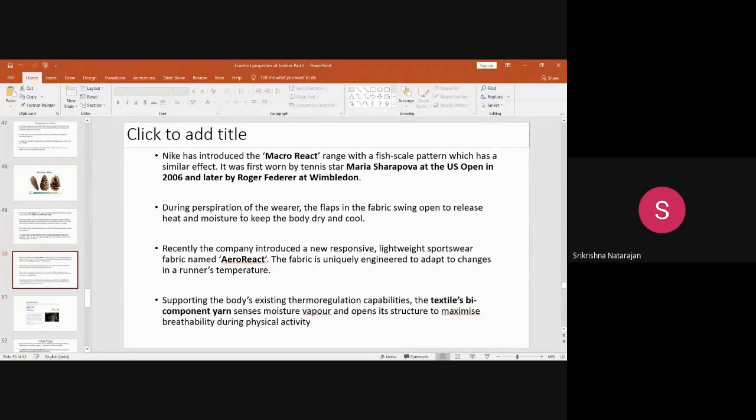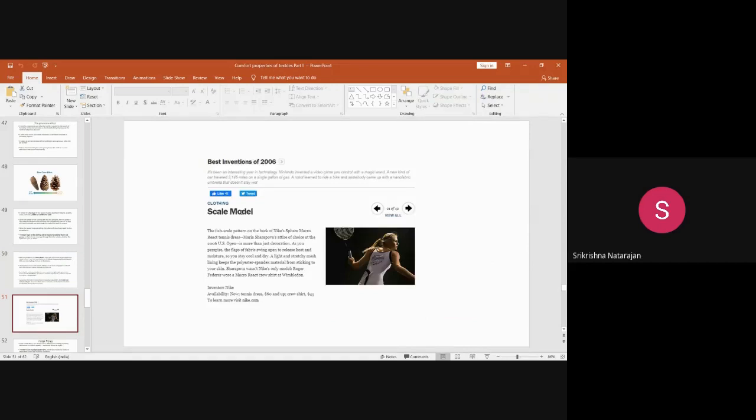And here this Aero React is something different, where the mechanism remains the same, it works on the basis of the same mechanism, but the garment is made up of bicomponent yarn. You know very well what a bicomponent fiber is. There will be a core, there will be a sheath. Core material is for the strength and sheath material is for the surface properties. So a bicomponent type of yarn is used to manufacture this Aero React type of sportswear, so that it will respond to the humidity. So you can see here, the 2006 garment which she is wearing is based on the fish scale pattern that responds to the humidity.